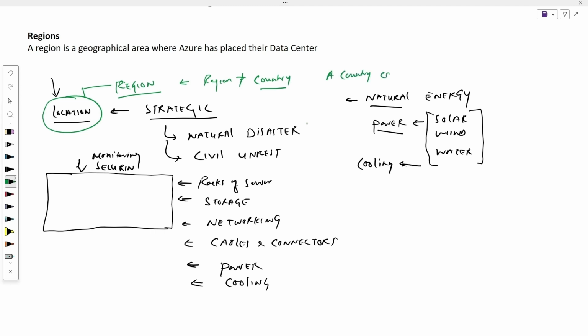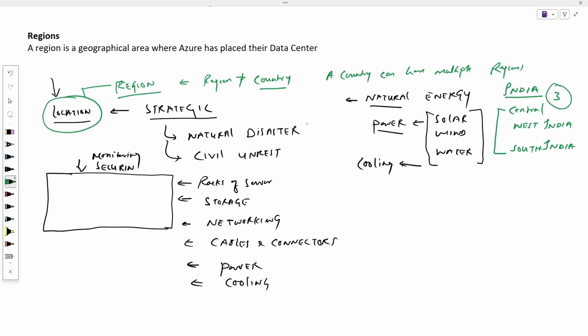A country can have multiple regions. If I take the example of India, there are three regions: Central India, West India, and South India. So there are three regions.